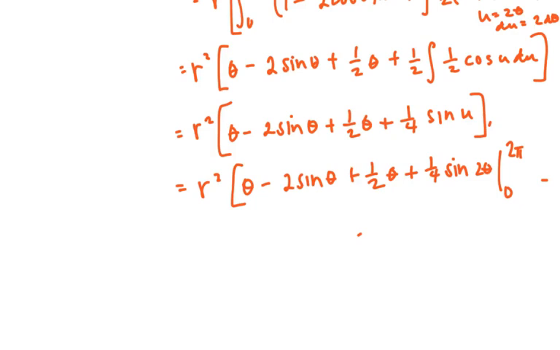Now the good news is the sine of 0 and 2 pi are both 0. So we end up with r squared times 2 pi minus 0 plus 1/2 times 2 pi, which is pi, plus sine of that is 0. And then we're going to say minus 0. Sine of 0 is 0, so that works out well. So we have 3 pi r squared, and that's the area of one cycloid.